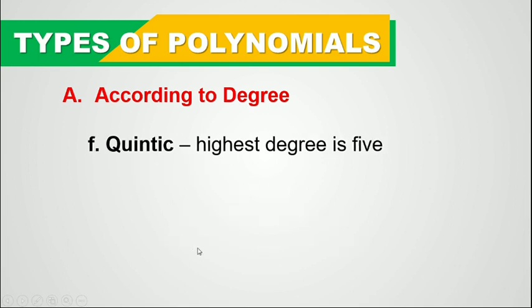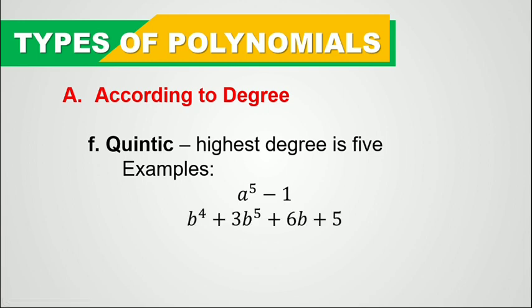And then the last one we have quintic. So the highest degree is 5. So we have here a raised to 5 or a to the 5th power minus 1, b to the 4th power plus 3b to the 5th power plus 6b plus 5, and c to the 5th power plus 2c to the 4th power minus 3c squared plus 9c plus 3. These are examples of quintic polynomial. If the highest degree is 5, that is under this type of polynomial.